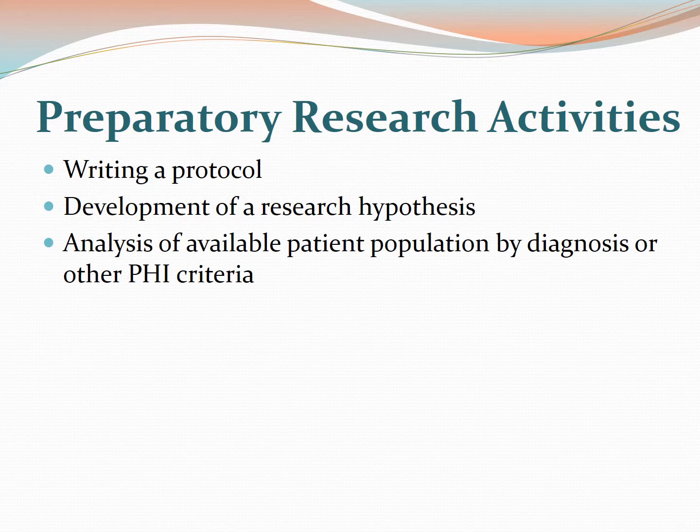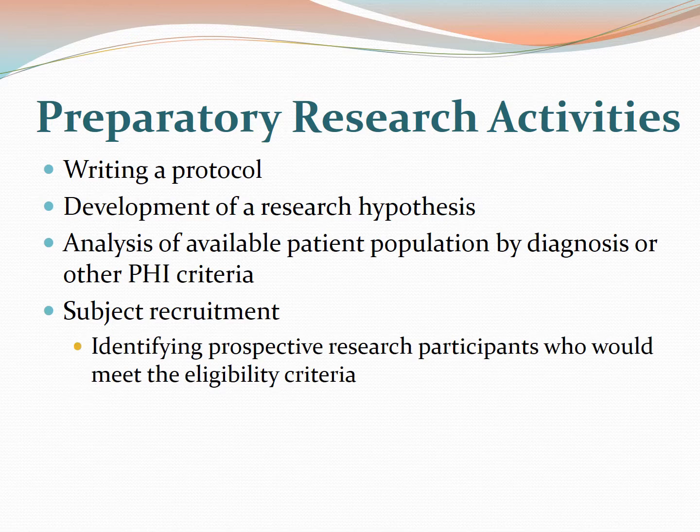So for example, your investigator is interested in a research hypothesis about teenagers with asthma. So one of these other things might involve looking through that practice or through those hospital records to say how many children aged 12 to 18 with a certain type of asthma are seen annually. So looking at the patient population for feasibility purposes. Subject recruitment, so you can look for potential subjects there. Identifying prospective research participants who would meet the eligibility criteria.